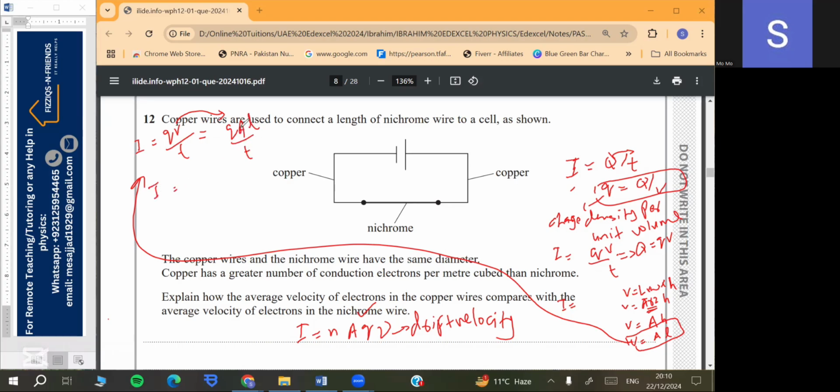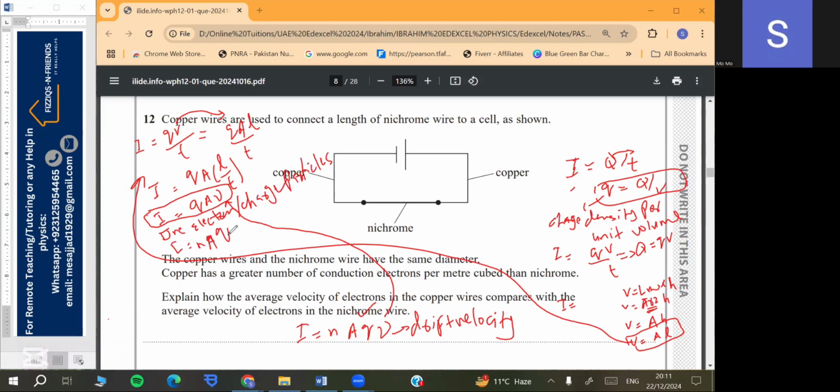Okay? Then we also know that distance over time, or length over time, should be equal to how much? Speed. Okay, so this is actually that speed that we are talking about. Okay, and this is true for one electron or one charged particle. But if you have so many charged particles, then you have to write N, A, Q, V, where N is the number of electrons per unit volume. Okay, per unit volume. So this is what they're giving you here.